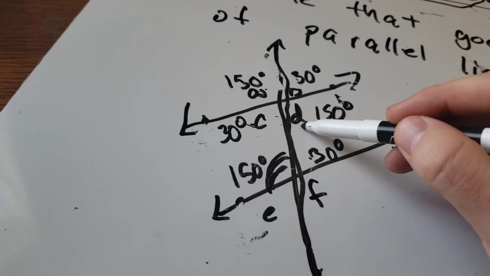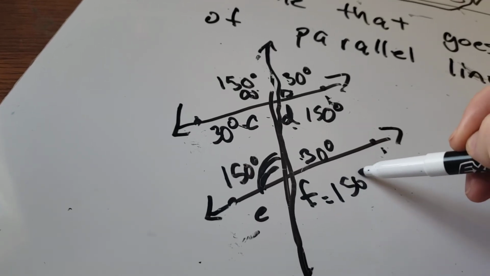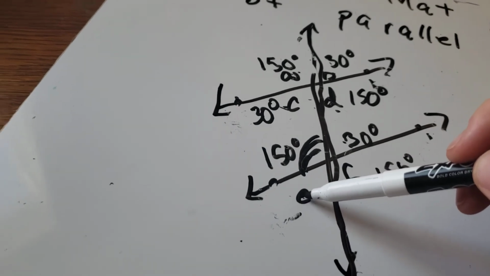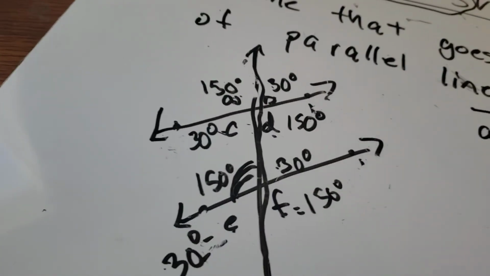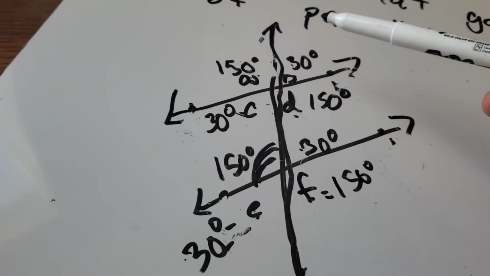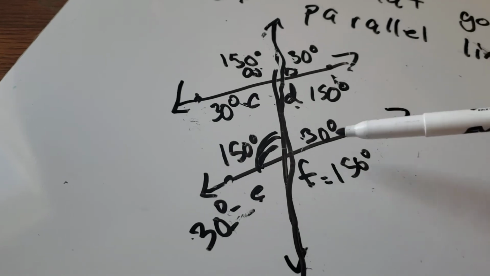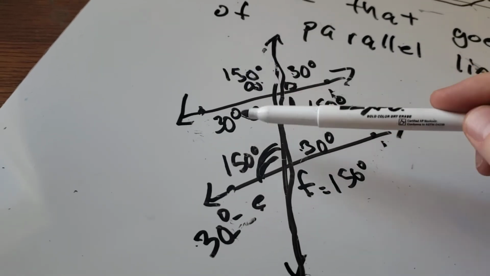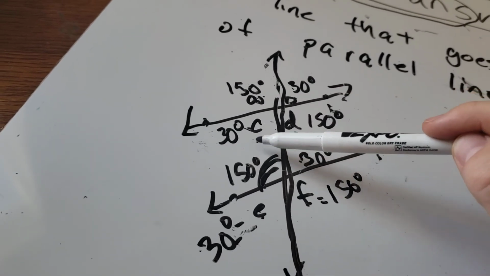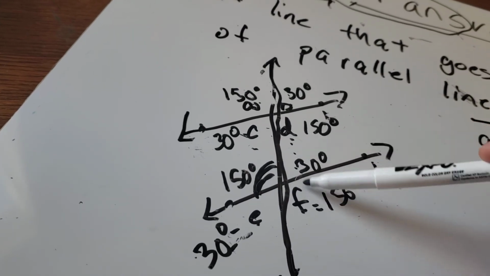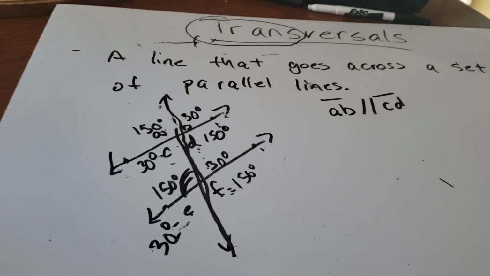Same idea here. D matches up with F, so F is 150 degrees. And then C matches up with E, so E has to be 30 degrees. Because this transversal intersects these parallel lines at the same exact angle, this angle matches up with this angle, and this angle matches up with this angle. These inside angles match, so C matches up with E, D matches up with F. So that's the first most important piece about a transversal intersecting parallel lines.